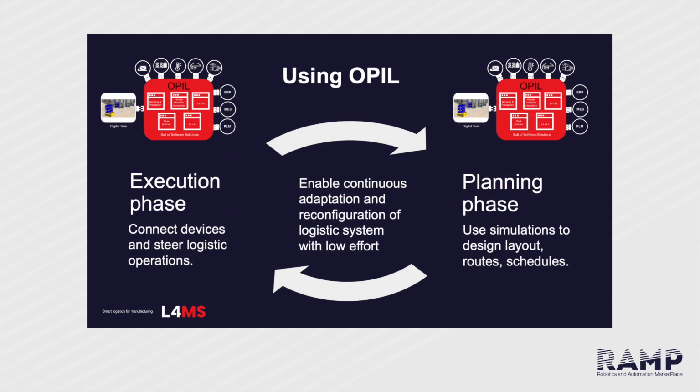The OPIL Logistics Automation Library can be used in two functional phases. One is the planning phase, where we can use simulations and design the layout and the routes and the schedules of any task. And the other is the execution phase, where sensors, robots, or AGVs can be connected to the basic OPIL library core and steer the logistic operations of the industry floor plan.